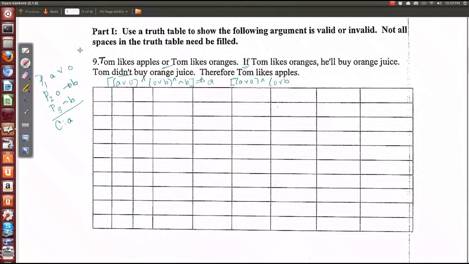That should be O conditional B. O conditional B and negation B, conditional A, is a tautology.